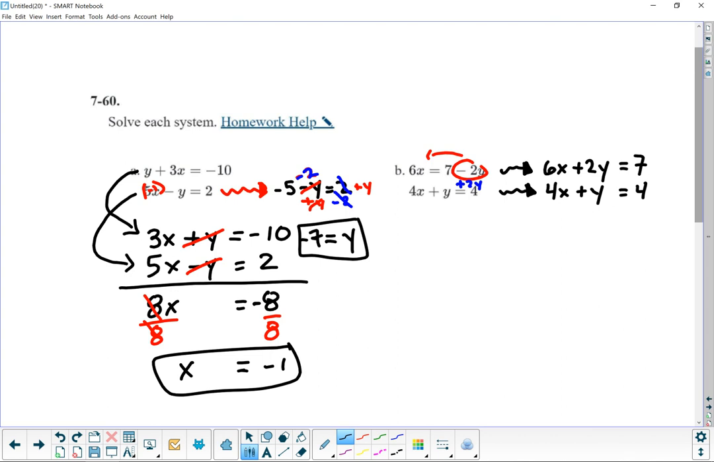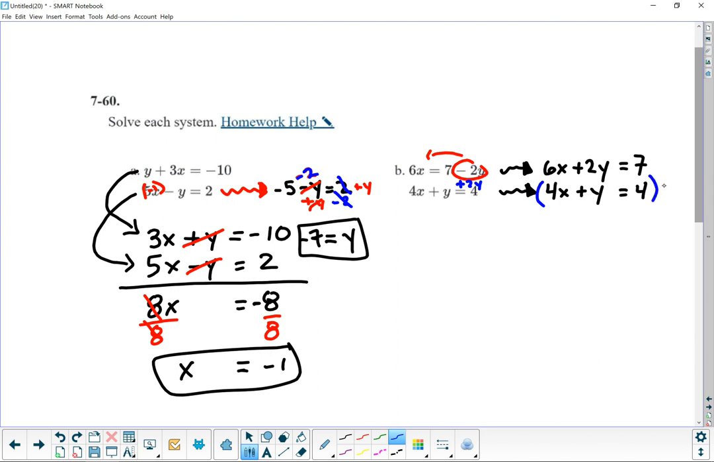Now I'm going to try to combine these. It looks like I can probably get rid of the y's if I get a negative 2y right here. So what I'm going to do is multiply that bottom equation by negative 2.